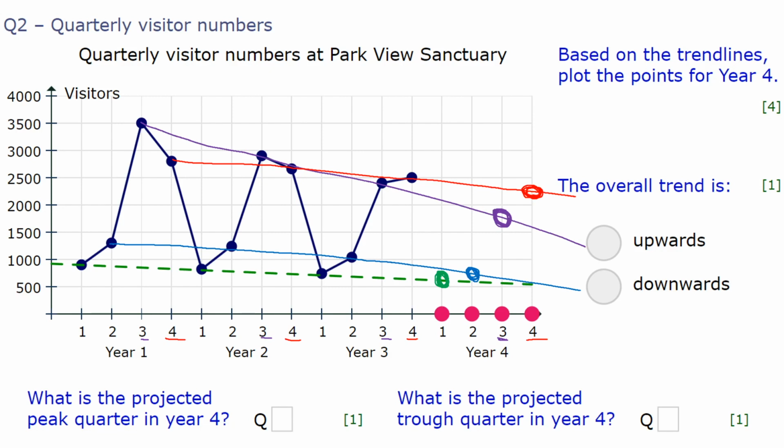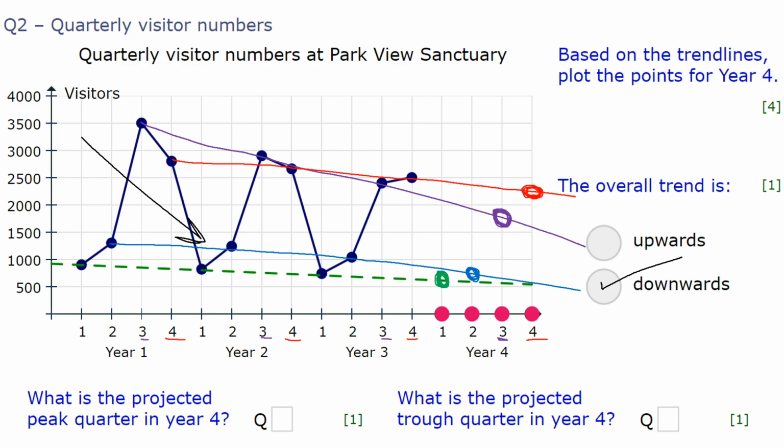Now, overall, is the trend going down or is it going up? Well, as you can see, they're all steep, but they're steep towards the positive x-axis, right? And so therefore, they have to be going downwards. So if you think about it, the number of visitors is declining.